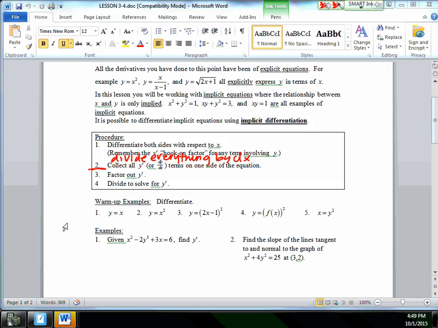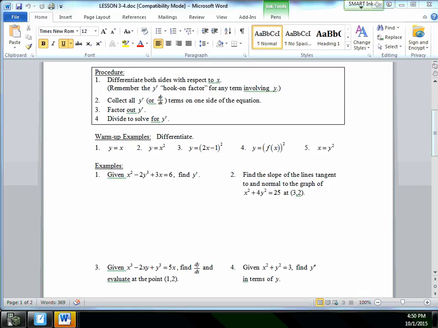You want to get everything that has a dy dx all on one side. So it's just through your algebra, adding and subtracting, isolating it. Step 3, then we need to factor out dy dx. And then we solve for dy dx, which happens through division. I know that doesn't seem like it makes a lot of sense. You'll see it each step as we go through our next examples. So remember, if you get lost, look at your steps.